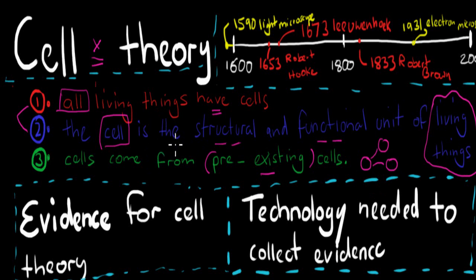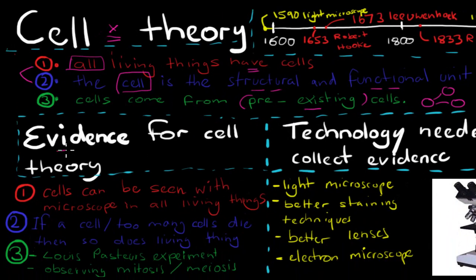And what you need to know is what evidence we have for that, so the evidence for the actual cell theory. And for that first statement, that all living things have cells, we have evidence because cells can be seen with the microscope. And we've checked more or less all living things, and everything that's living, we can find those cells within them. So that's our evidence for that all living things have cells. We use a microscope, and we can actually look at the cells within that living thing.